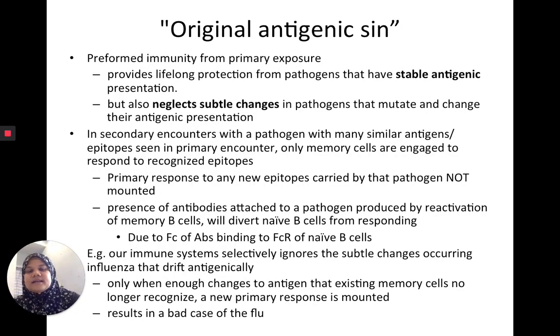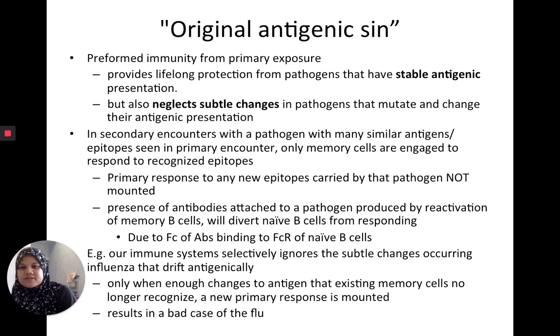And another thing that we talk about for the immunity against these changing viruses is the idea of the original antigenic sin. So we know that you'll have preformed immunity from primary exposure or primary response. So that's the case that we have for vaccination and also for natural infection. Whatever infection you've gone through, whatever vaccination stimulated your immune response will give you some protection, sometimes lifelong protection from pathogens that have stable antigenic presentation. But it also neglects subtle changes in pathogens that mutate and change.